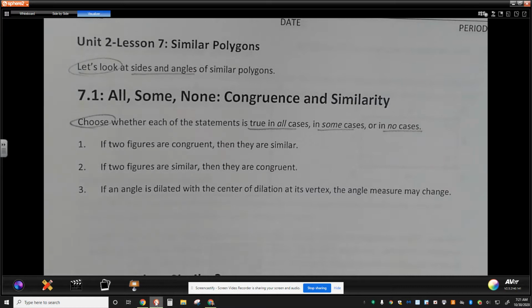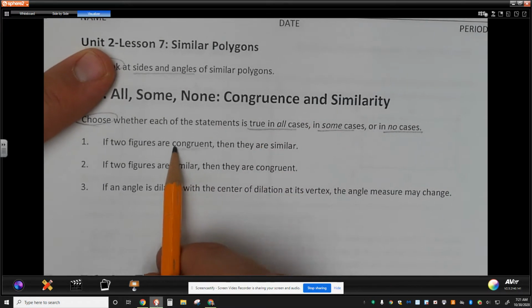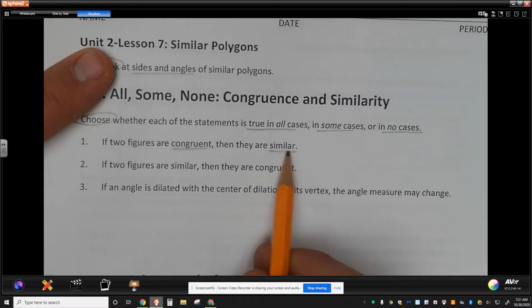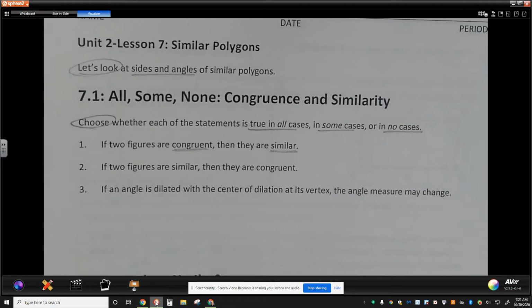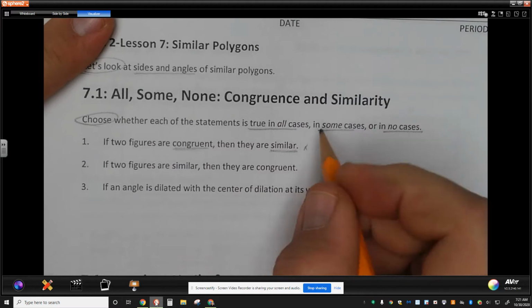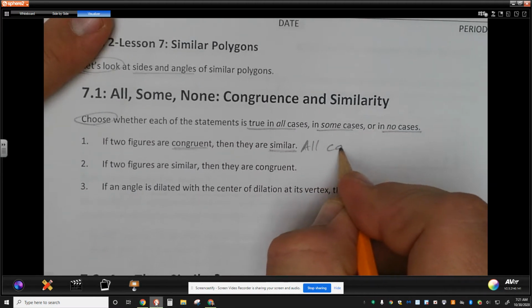All right, now that you're back looking at these things, let's go ahead and break these down to talk about why or why not these are true. In the first one, it says two figures are congruent, then they are similar. So here's the key words here: congruent, being similar. So what we're saying in this case is it would be a true statement if all congruent figures could be considered similar. In this case, this is in all cases, this is true.